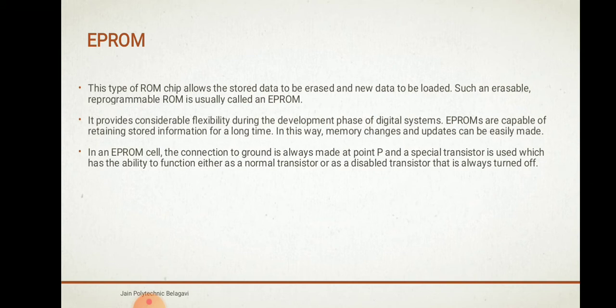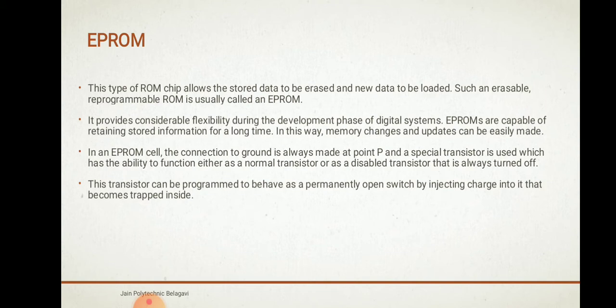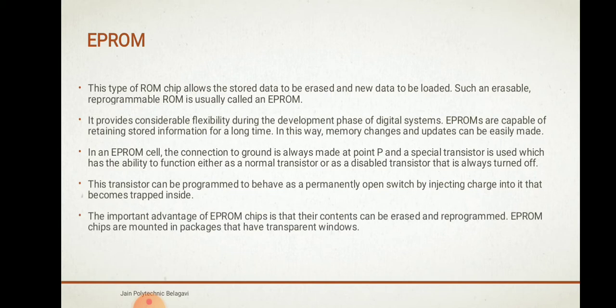In an EPROM cell, the connection to the ground is always made at the point P, and a special transistor is used which has the ability to function either as a normal transistor or a disabled transistor. Now this transistor can be programmed to behave as a permanently open switch by injecting charge into it. The important advantage of EPROM chips is that contents can be erased and reprogrammed. EPROM chips are mounted in packages that have transparent windows.